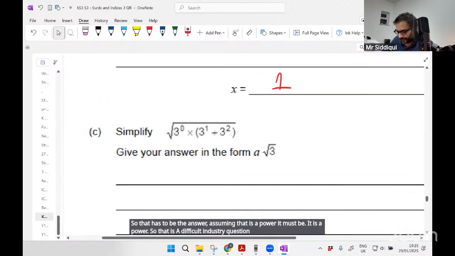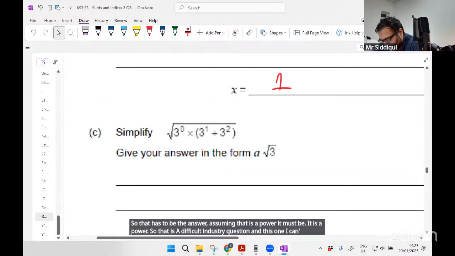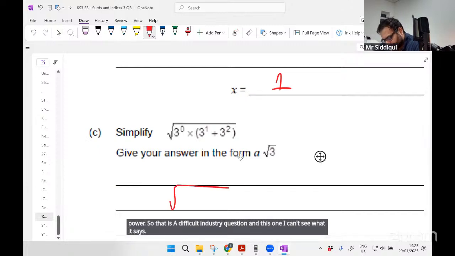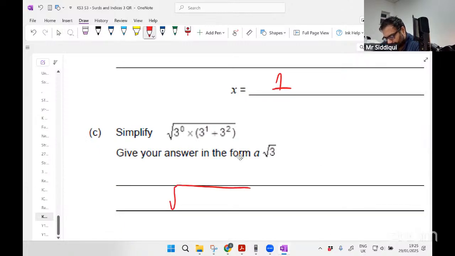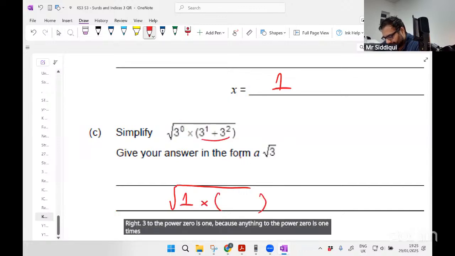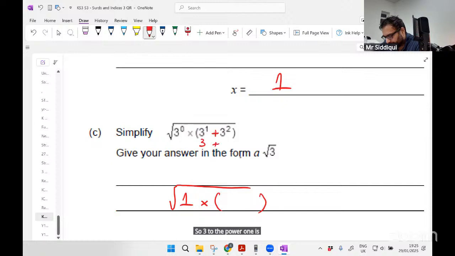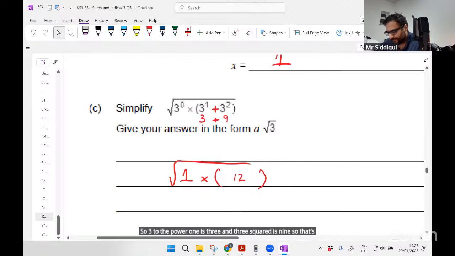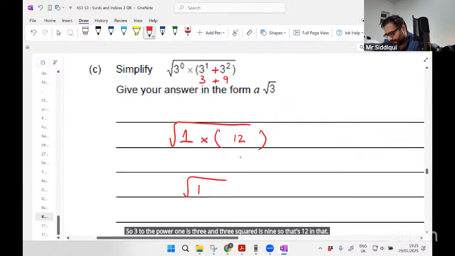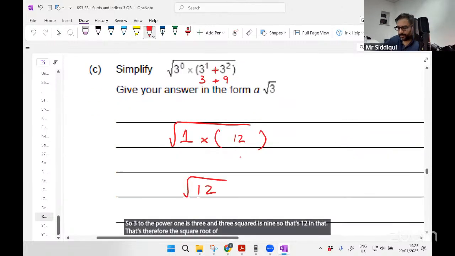And this one, I can't see what it says. Right. 3 to the power 0 is 1, because anything to the power 0 is 1, times 3 to the power 1 plus 3 squared. I think that's a plus. So 3 to the power 1 is 3, and 3 squared is 9. So that's 12 in there. That's therefore the square root of 12. Just 1 times 12 is 12.